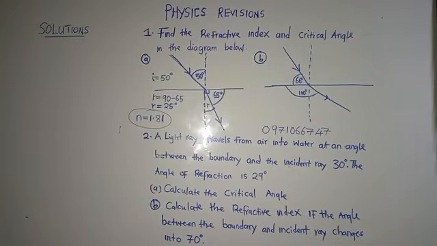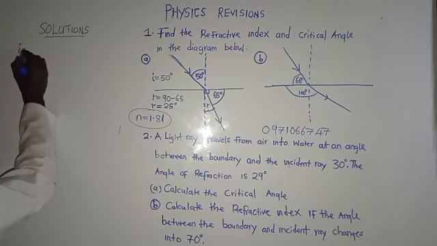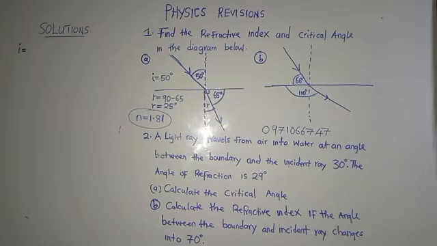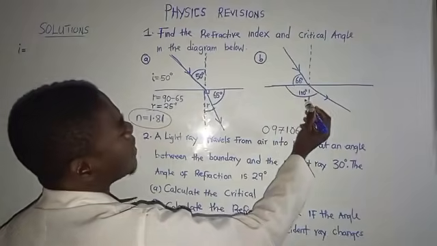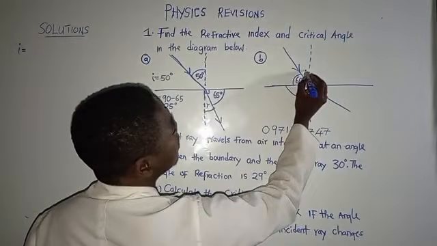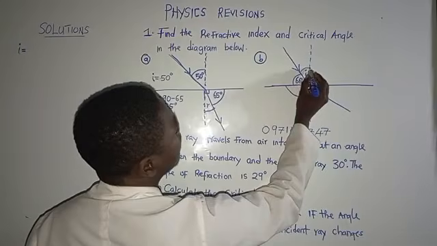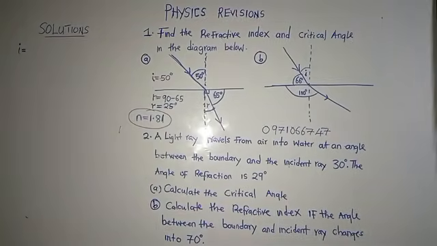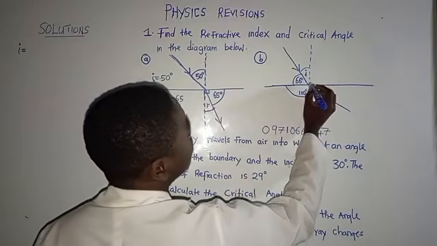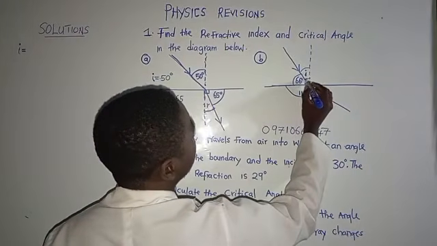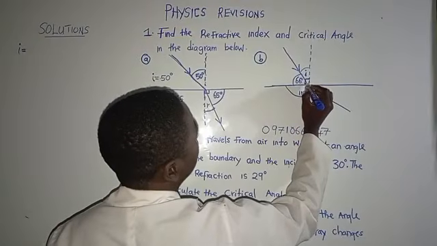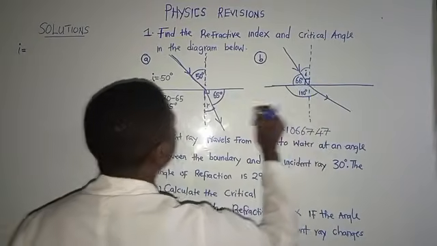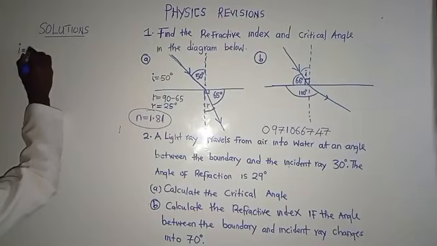So we need to find, in that particular diagram, the angle of incidence. Where is the angle of incidence? This is where we need to find it. But since we don't have that part, what are we going to do? We are making a right angle here. There is a right angle here. So we need to say 90 minus 66.